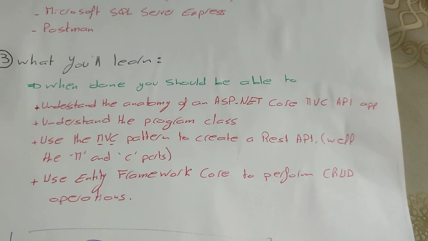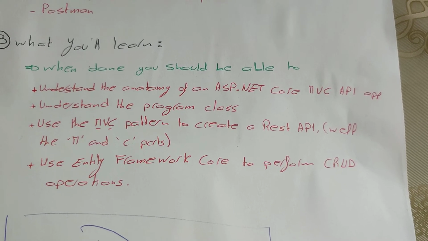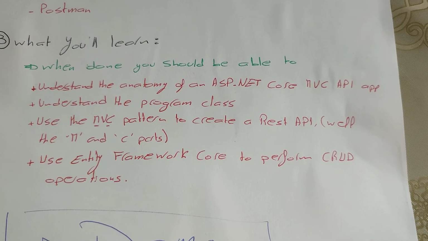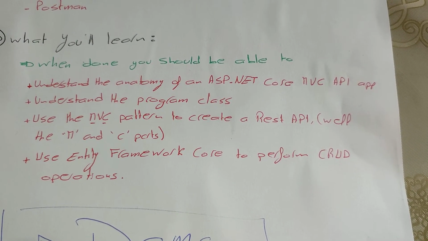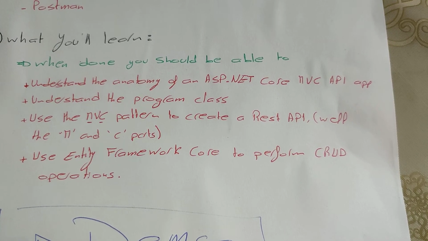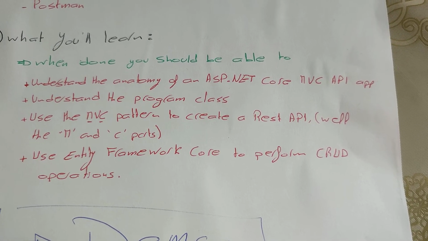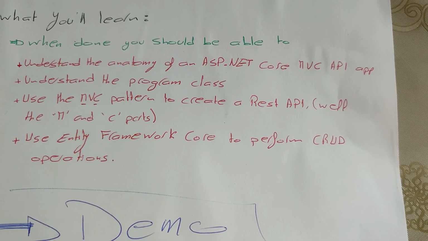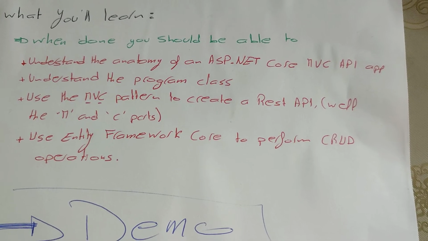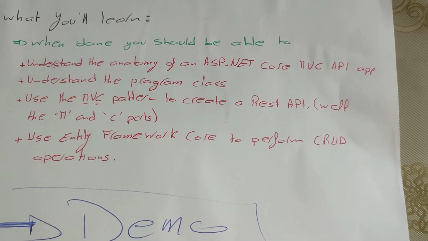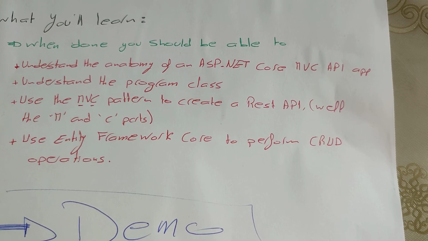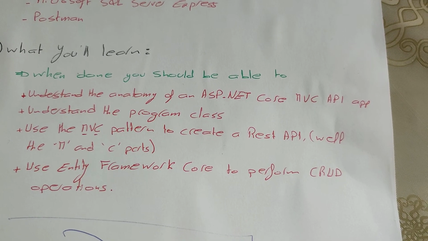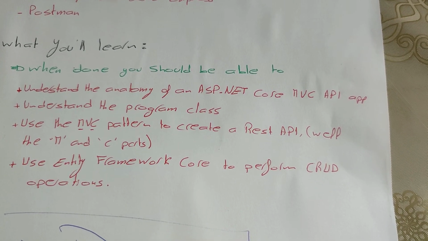Finally, what you will learn if you create an MVC RESTful API. That's so interesting. You are going to be able to understand the anatomy of an ASP.NET Core MVC API app, understand the Program class, which is a class included in the ASP.NET Core project, and how to use the MVC pattern, without the V, to create a REST API. And finally, use Entity Framework Core to perform CRUD operations.